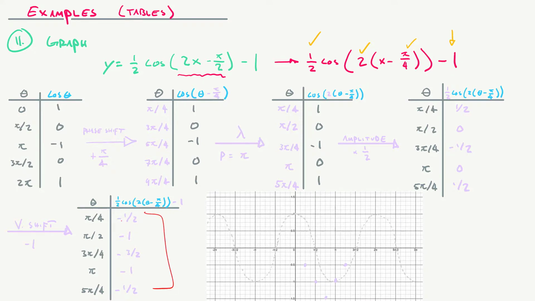So pi over 4, -1/2, that's this thing. Pi over 2, -1, here it is. 3 pi over 4, -3/2, right? Here we go, and then just kind of going along. Remember, when you're graphing these things, to make them curved, right? Sine and cosine aren't like a Charlie Brown shirt, right? They're more curved, so you need to make sure that you put that curve in there. And that's it. Then I just extend that, and that is the graph of 1/2 cosine of 2x minus pi over 2 minus 1.